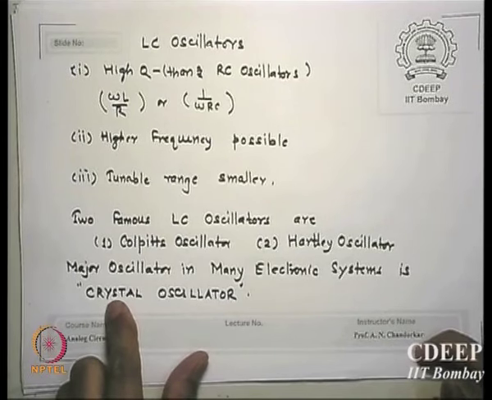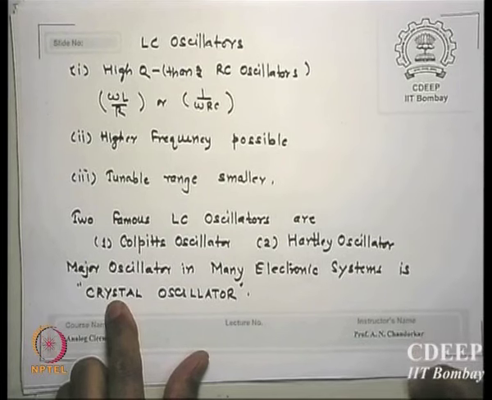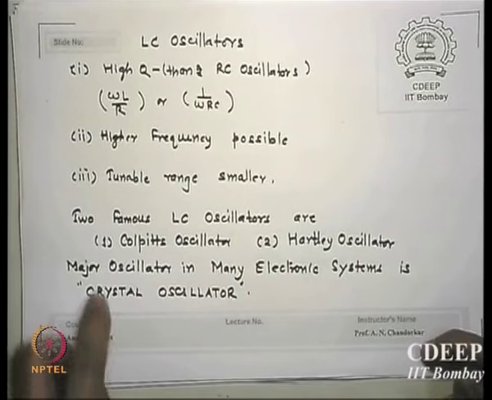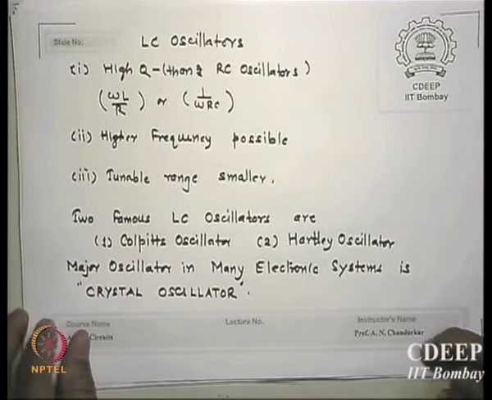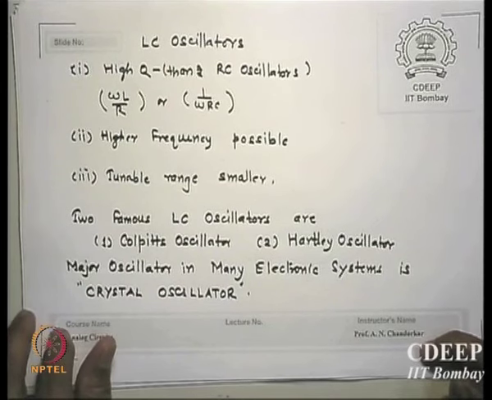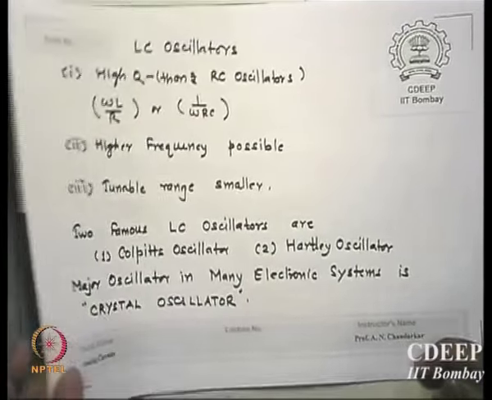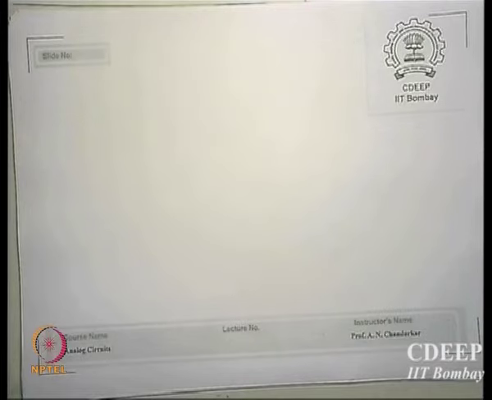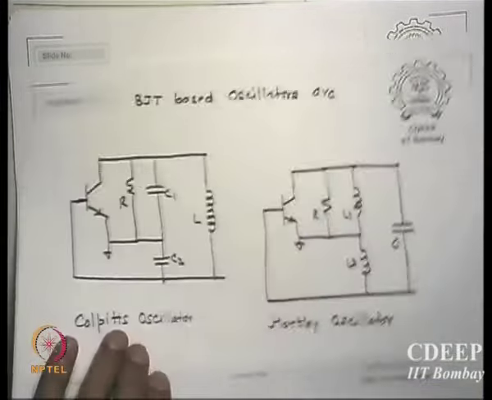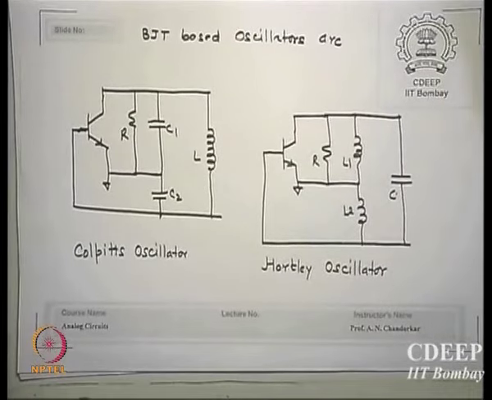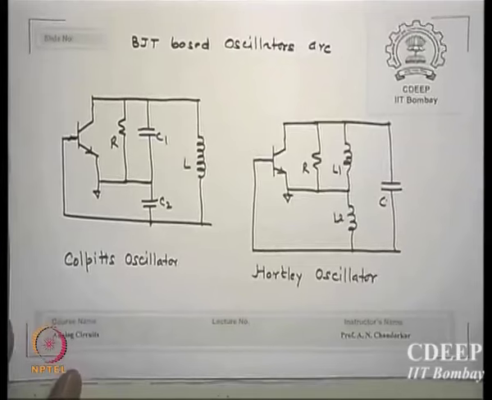The other oscillator, which is the most important oscillator in every work we are doing right now, is the crystal oscillator. Why am I clubbing this with LC? Obviously, I believe that a crystal's equivalent is like an LC network. This is my assumption, which I can prove but not in this course. So, let us say a typical BJT based oscillator, and then I will show you the MOS equivalent. I will just show you the circuit diagram.